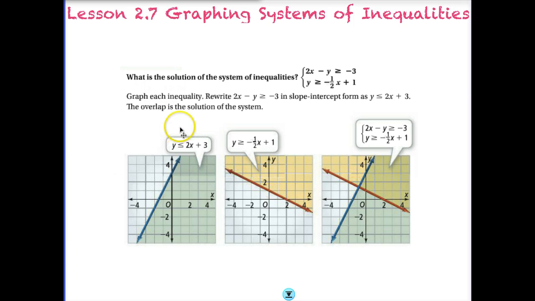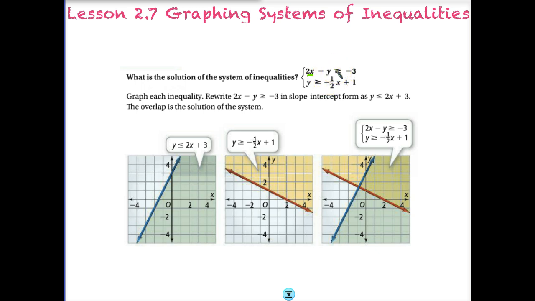So here we have a system of inequalities right up here. And the question says, what is the solution of the system of inequalities? Well, you guys already have experience graphing inequalities, and that's what we would do. We would take this first equation and we would rewrite it in slope-intercept form. So we would need to subtract the 2x from both sides, move it to the other side, and then we would need to get rid of this negative in front of the y. In order to do that, we could divide through by a -1.